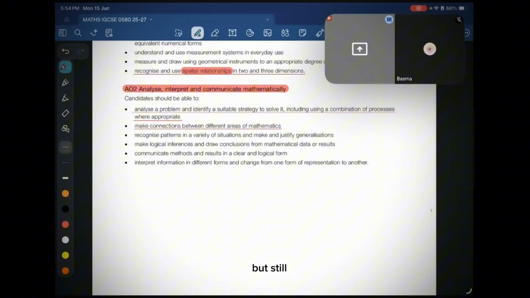But still, your ability to make connections is going to be extremely important. If two different topics are given at the same time, you need to be able to identify and separate them. Why? Because only then you will understand, okay, I could probably use a formula from set notation as well as a formula from probability. Clear, Bisma?